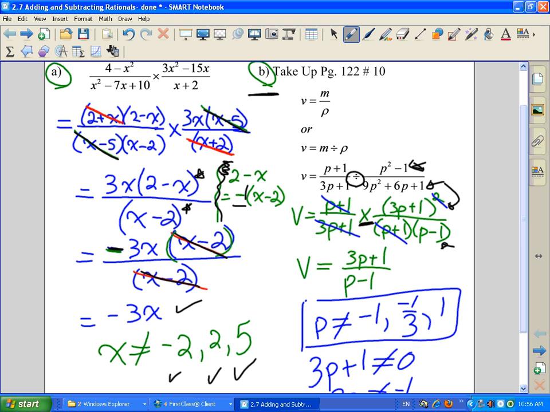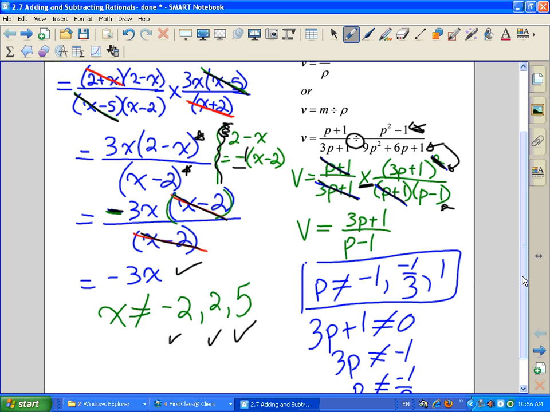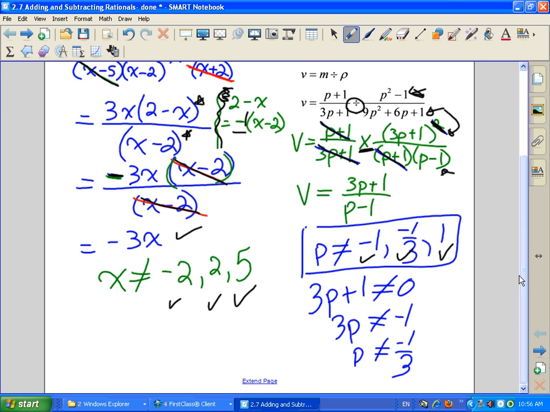Looking to cancel, ladies and gentlemen, we've got p plus 1 and p plus 1. And we've got 3p plus 1 and a 3p plus 1 gets rid of that squared over there. So we're left with our volume formula of 3p plus 1 divided by p minus 1. So our restrictions, ladies and gentlemen, are that p cannot equal negative 1, it cannot equal negative 1/3, and it cannot equal 1. If you're wondering about where the negative 1/3 came from, remember 3p plus 1 cannot equal 0, so you solve for p, and p cannot equal negative 1/3.